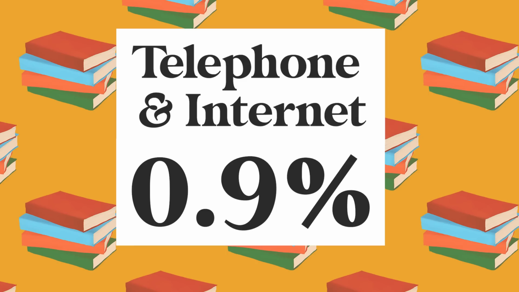Okay, we're getting into the under 1% territory. So we have telephone and internet at 0.9%. Okay, so this actually is where the Wi-Fi at the studio comes under, not in the studio rental category. This is Wi-Fi and phone bills.